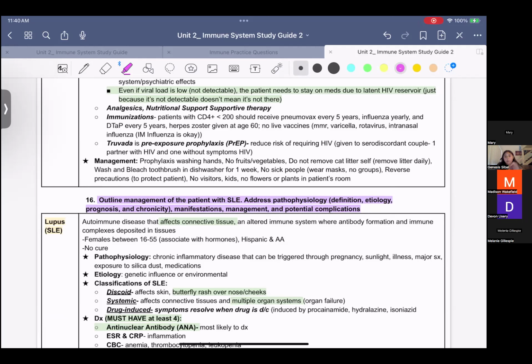Additionally, there's a latent HIV reservoir. So in the replication cycle, the HIV will still be in there, and it can still end up changing that RNA into DNA and converting those CD4 cells.